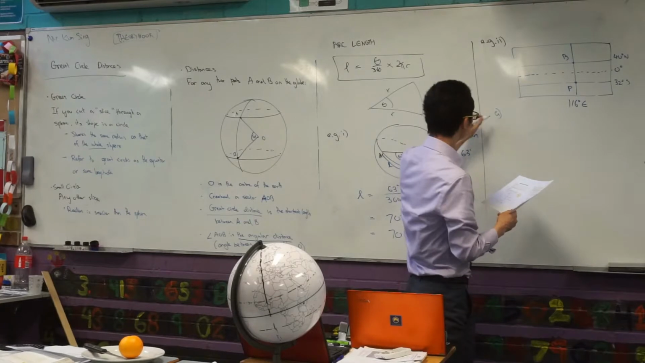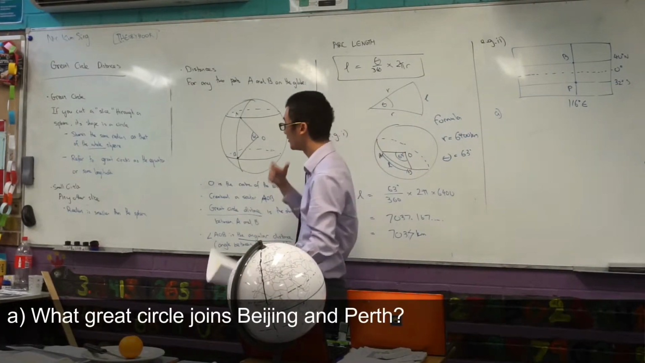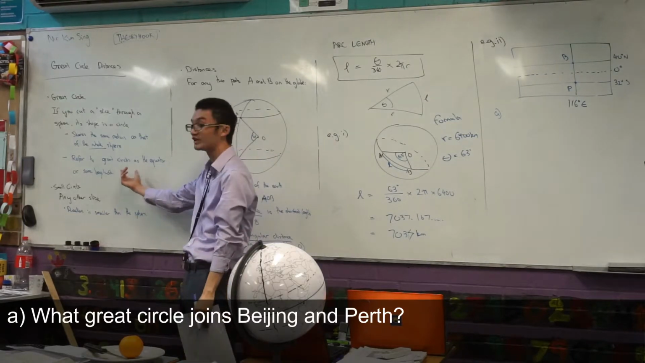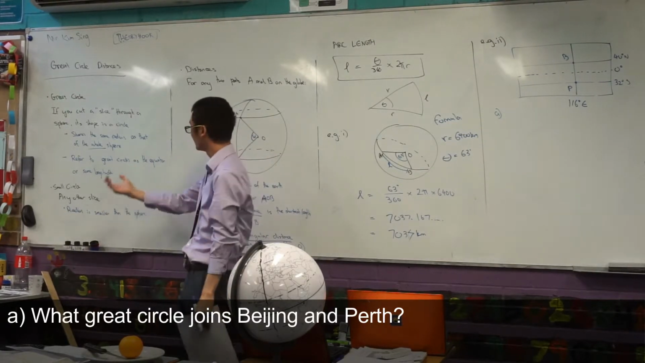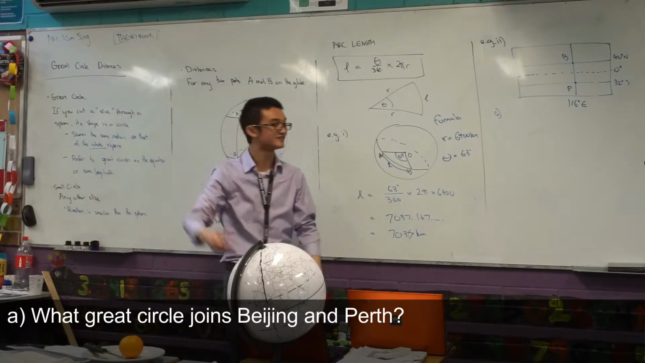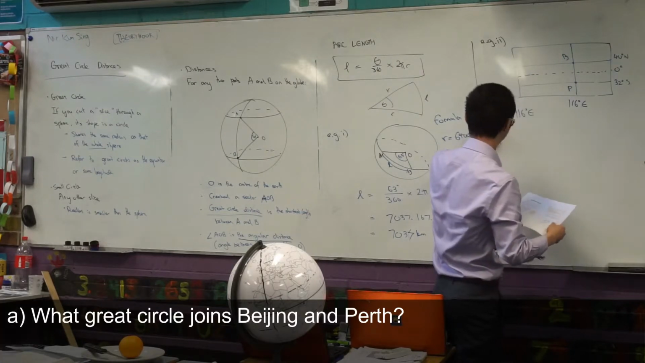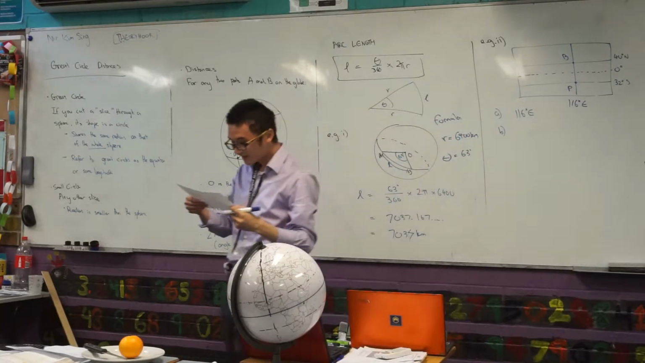That's going to be really important. For question A, they're asking us what great circle joins Beijing and Perth. And we want to come back to how we actually refer to these great circles. They either have to be the equator, or there has to be some longitude, and exactly as Joe said, 116 degrees east. Yeah. Cool.